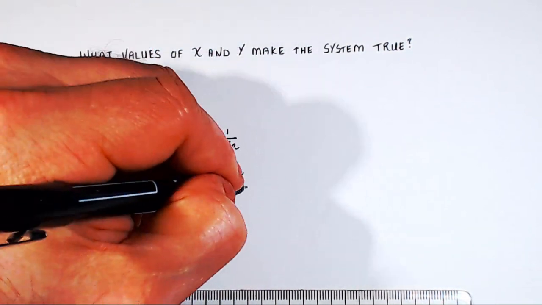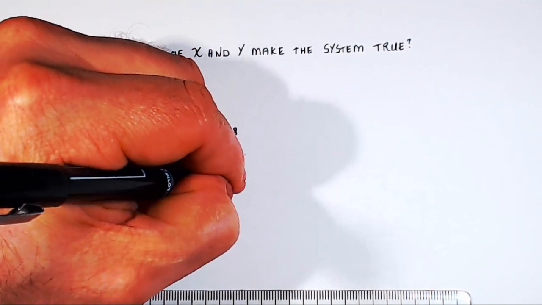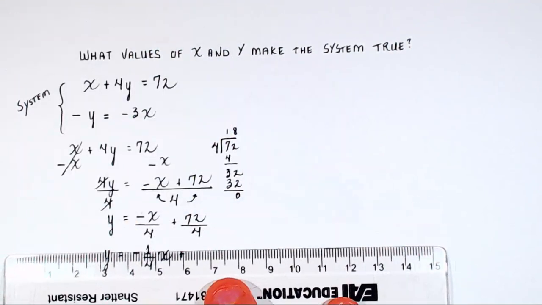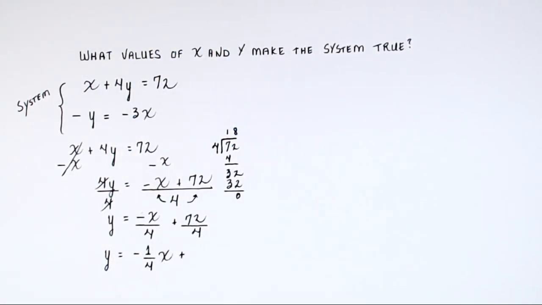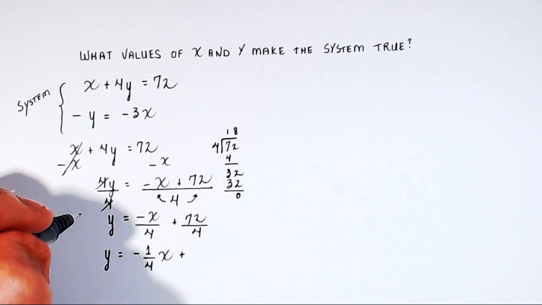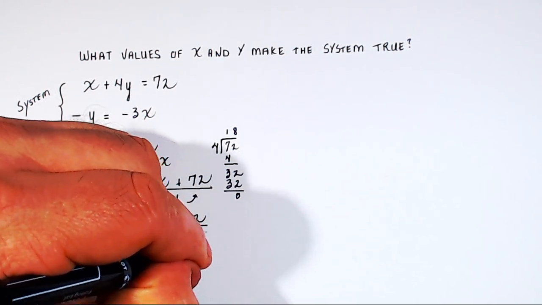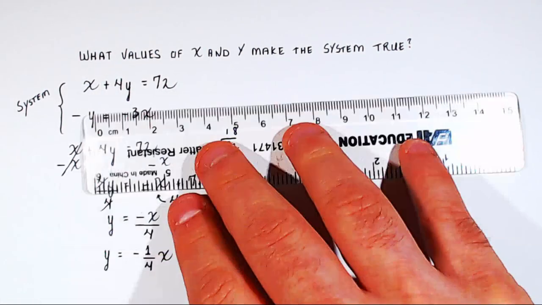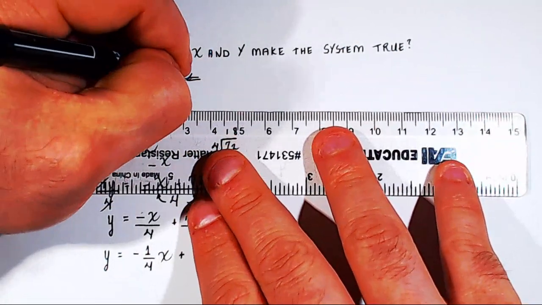How many times does 4 go into 32? 8. 8 times 4 is 32. No remainder. Okay, so it's 18. I divide 72 by 4, I get 18, so I write y equals negative 1/4 x plus 18. Right, so now I've solved this first equation in slope-intercept form. So before I continue, I'll go ahead and write that in.